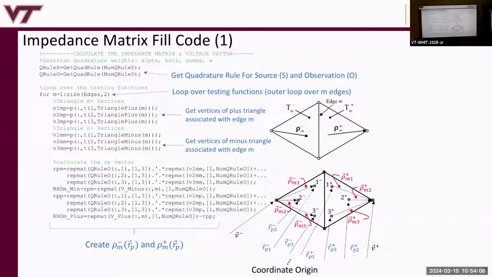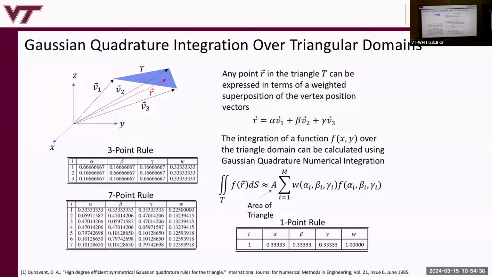Okay, this might be hard to explain, but this is a fast way to calculate all of these RP vectors simultaneously. So we have repmat, which means repeat matrix. We take all rows column 1 of our quadrature rule table, that's the alphas. And we repeat that. Let's say we're doing a 3-point rule. All rows column 1 is all of our alphas for all of the points, right? So we get all of the alphas.